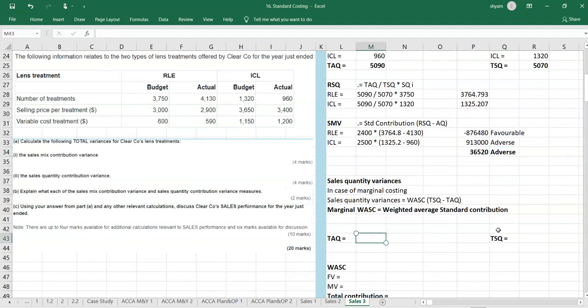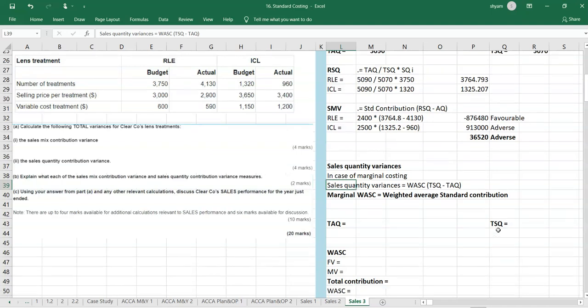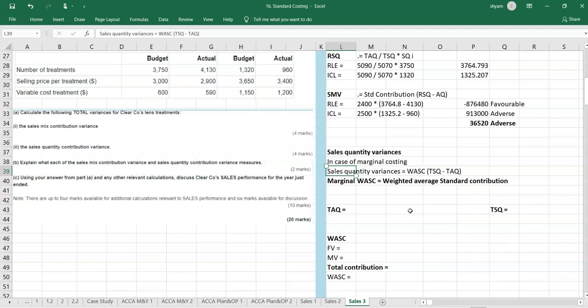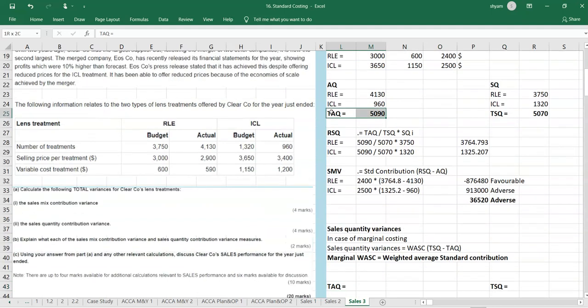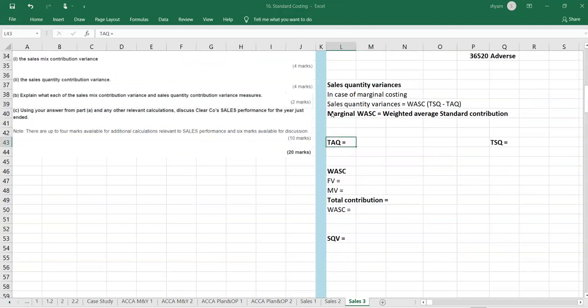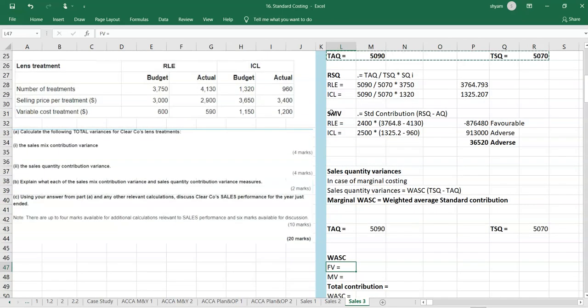So let's go to the sales quantity variance. The sales quantity variance formula is weighted average standard contribution into TSQ minus TAQ. First let's get the easiest ones. The easiest ones are the TAQ and TSQ parts, which we can directly get from here. Then we have to get the weighted average standard contribution.